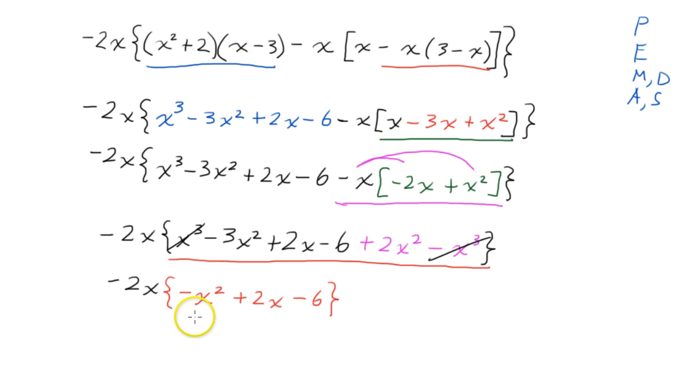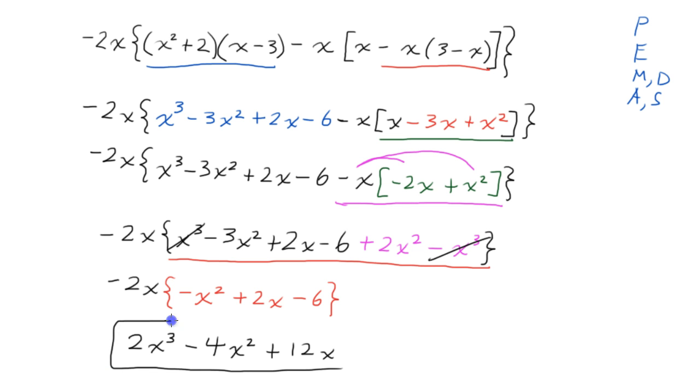Now we can take it home. We have negative 2x multiplied by negative x squared gives us positive 2x to the third, and negative 2x times positive 2x gives us negative 4x squared, and negative 2x times negative 6 gives us positive 12x. So there is the final answer, just taking these steps of order of operations.